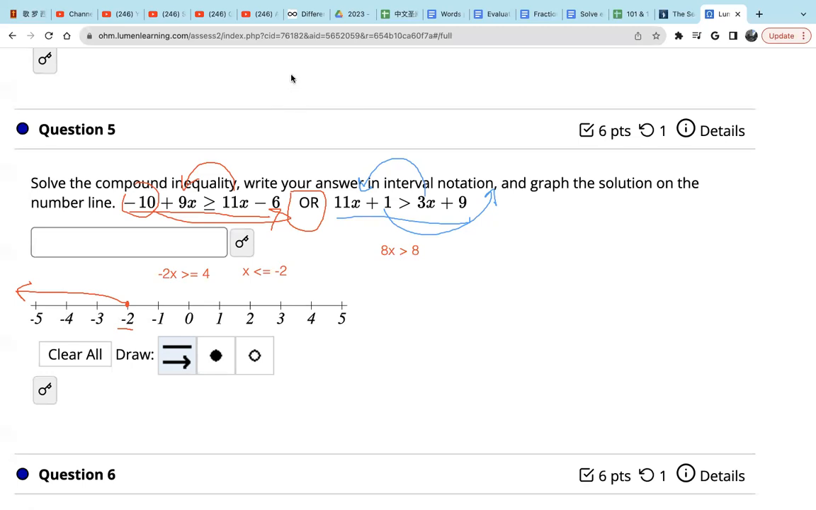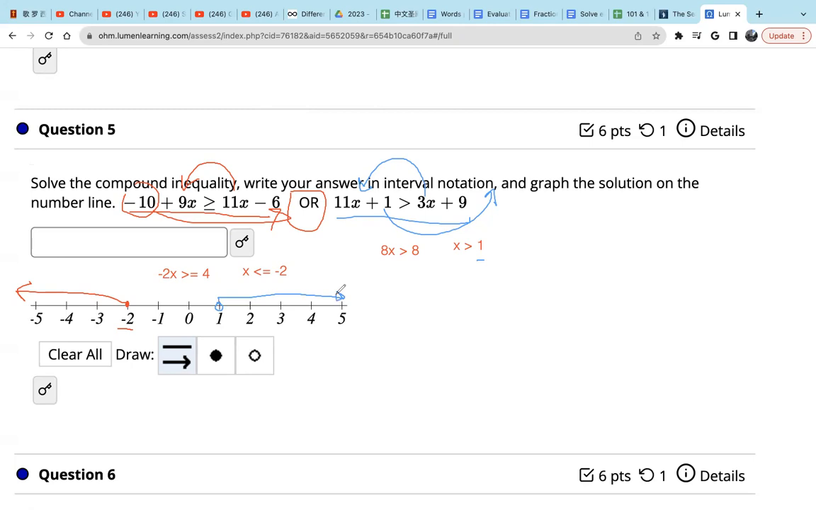Divided by 8 on both sides. So I get x greater than 1. So let's draw this solution set. First, I need to find number 1. Number 1 is here. No equal sign, so I make an open circle. Greater than, so I'm going to the right.